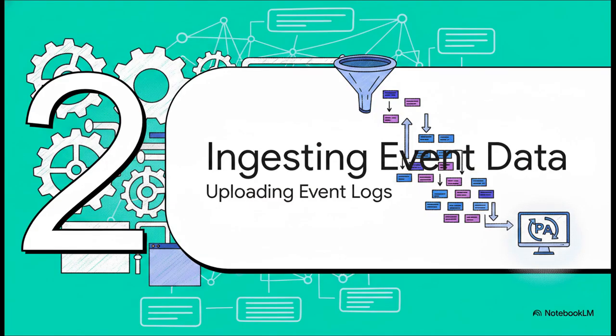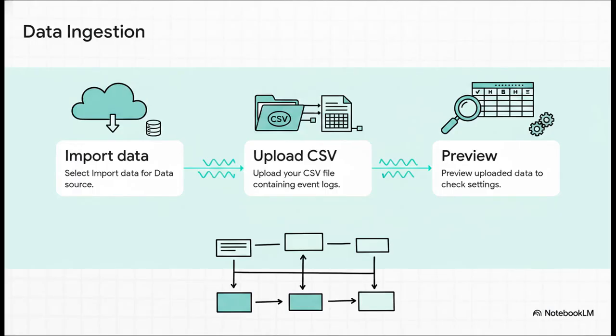Section 2, ingesting event log data. Getting started is actually a super straightforward 3-step progression. First off, you open Power Automate, create a new process, and just hit Import Data. Next up, you choose your data source. For our scenario, we're just uploading a simple CSV file with those finance team event logs.